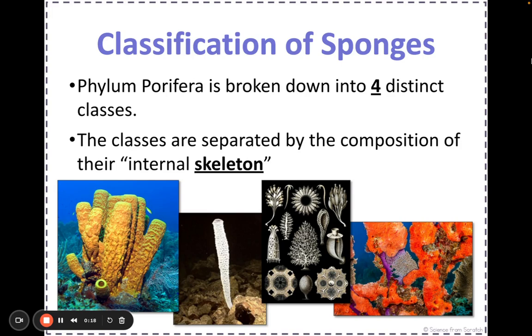Hi, class. Okay, today we are going to talk about classification of sponges. So, phylum Porifera is broken down into four distinct classes. These classes are separated by the composition of their internal skeleton. And remember, when we refer to skeleton in a sponge, this can be made of either spongin or spicules, which could be calcium carbonate or that silica structure as well.